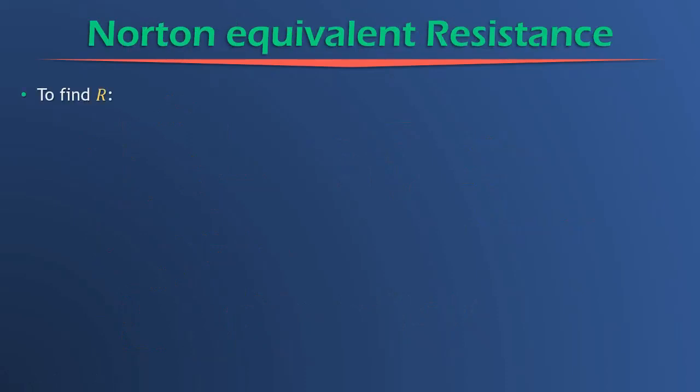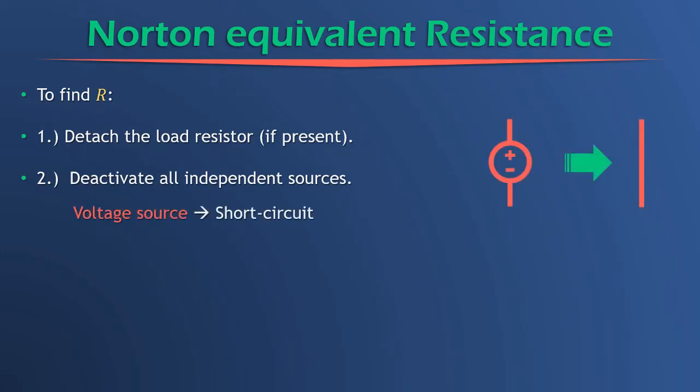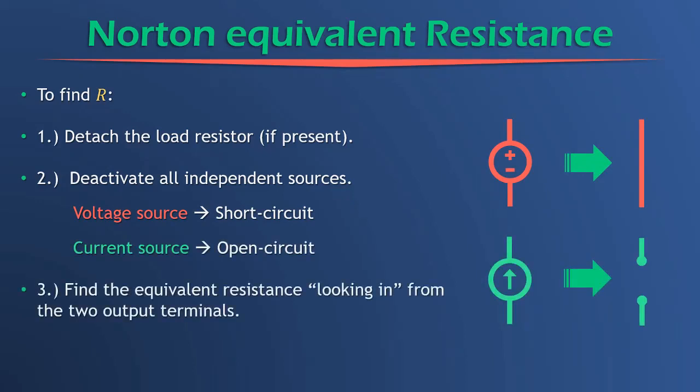So, to find your Norton equivalent resistance, first you need to detach your load resistor if it is already in the circuit. Then you need to deactivate all independent sources. This means, once again, a voltage source becomes a short circuit and a current source becomes an open circuit. Finally, you will find the equivalent resistance looking in from the output terminals.